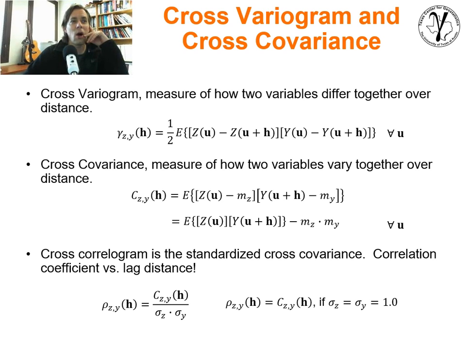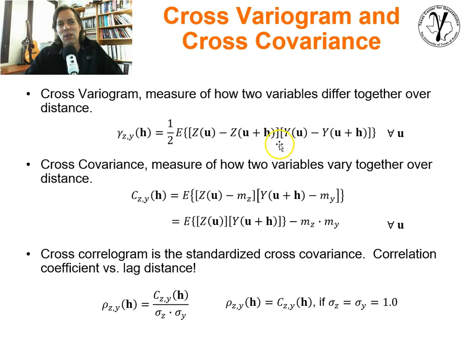So in order to talk about co-simulation, we got to know something about cross variograms. And so you'll note we go very light here. This is very cursory descriptions here. We won't dive into too many details. A cross variogram is a measure of how two variables differ together over a distance.